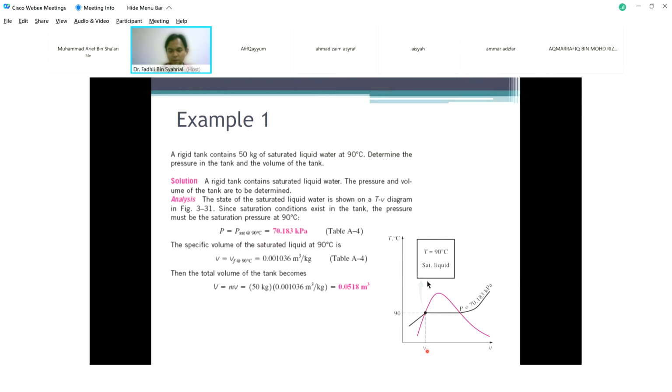Okay, so if it is VFG, then at pressure 70 degrees C, find the value of VF. So I hope you can understand that.